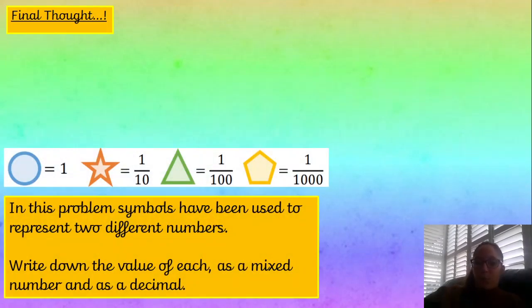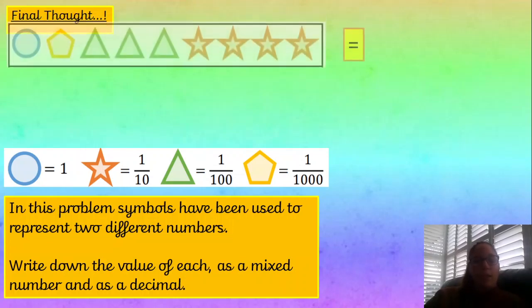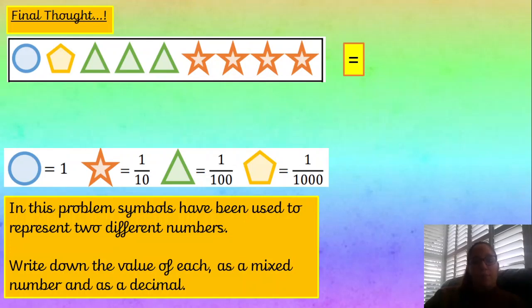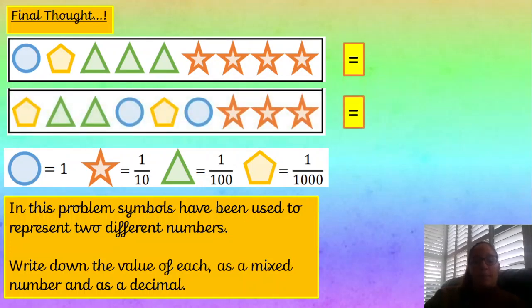Okay, final thought. In this problem, symbols have been used to represent 2 different numbers. Write down the value of each as a mixed number and as a decimal. So, here's your first number, and here's your second number. Can you use the shapes and the symbols to work out which numbers are being represented? Okay, so think really carefully.